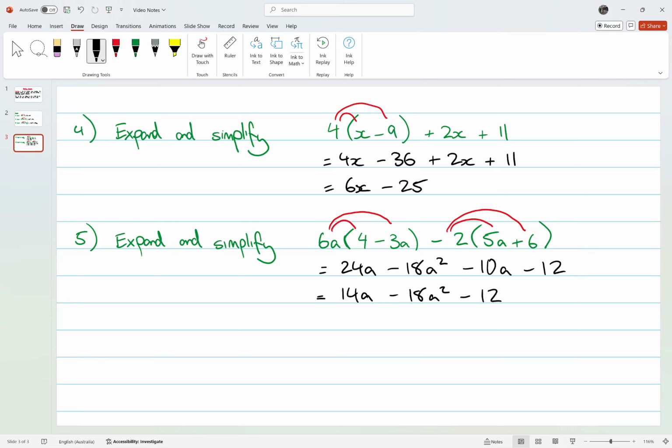So fairly simple stuff. Expanding just means multiplying the thing in front of the brackets with each thing inside, and then simplify if you need to. Have fun.